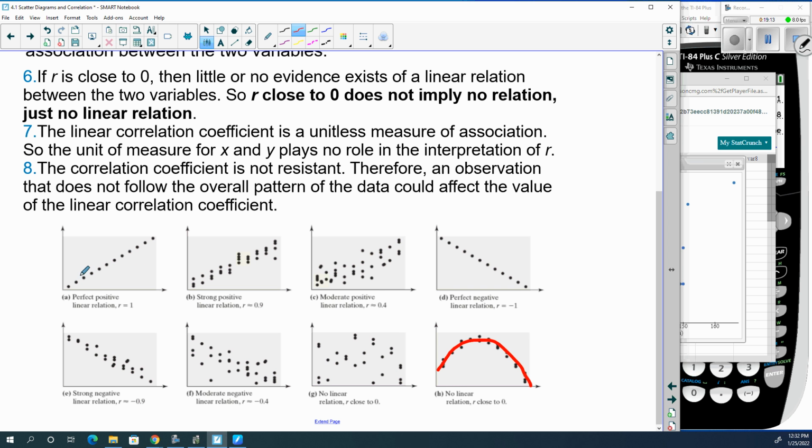So this one's an example of the correlation being +1, a perfect relationship. This one would be a strong relationship. It says that it's 0.9. This one still looks like a positive correlation, but the dots are not as tight. That one says it's 0.4. And then a perfect negative, a strong negative, a moderate negative, and then this would be no linear relationship, and it also has a correlation close to 0.